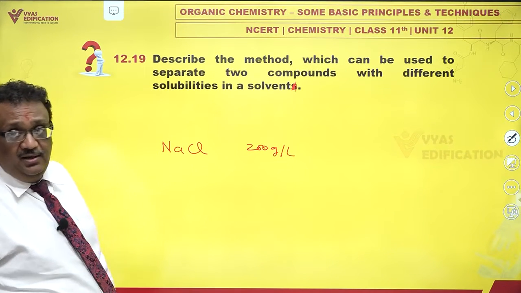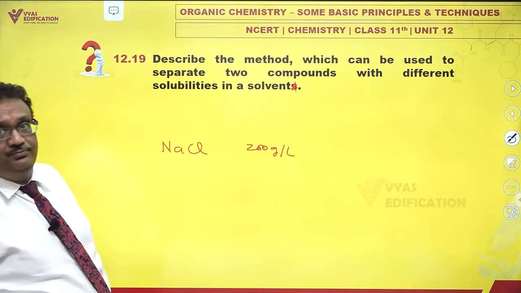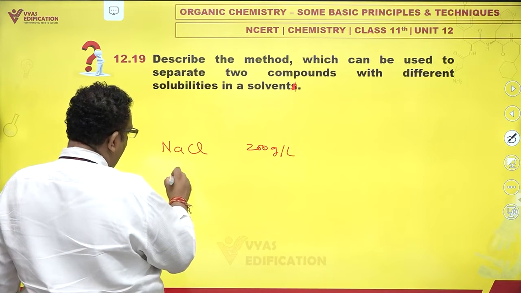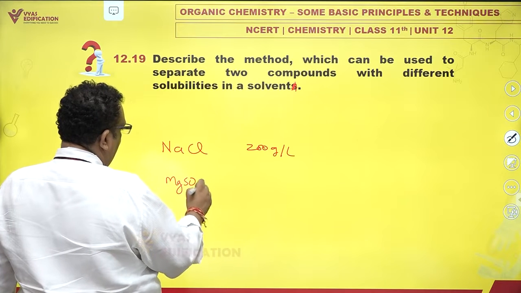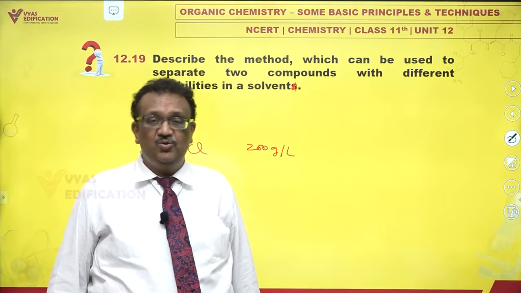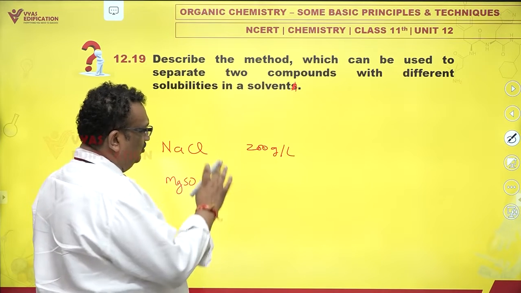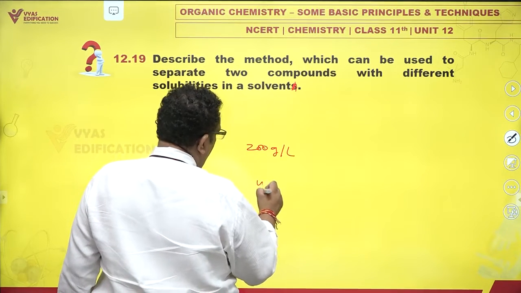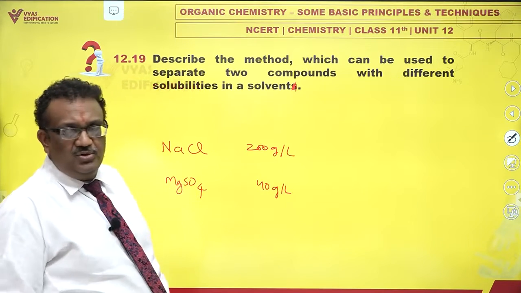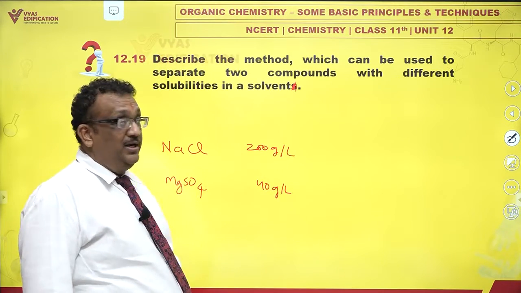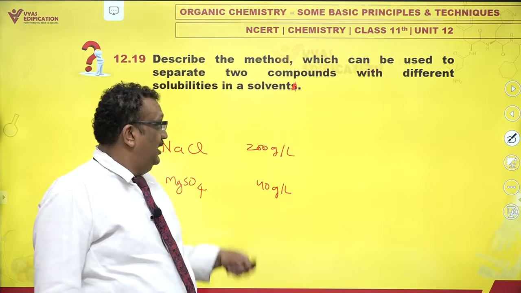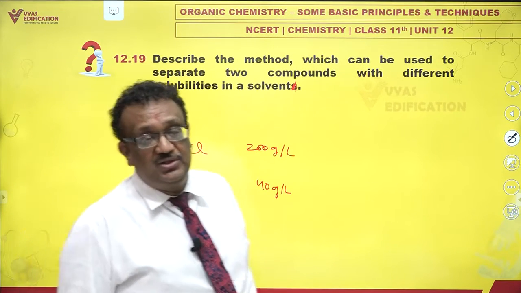And on the other hand, let's take something like, say, magnesium sulfate. Although magnesium sulfate is reasonably soluble in water, let me assume that around 40 grams per liter of magnesium sulfate dissolves in water. So these are the solubilities. So they have different solubilities, and they have been mixed.